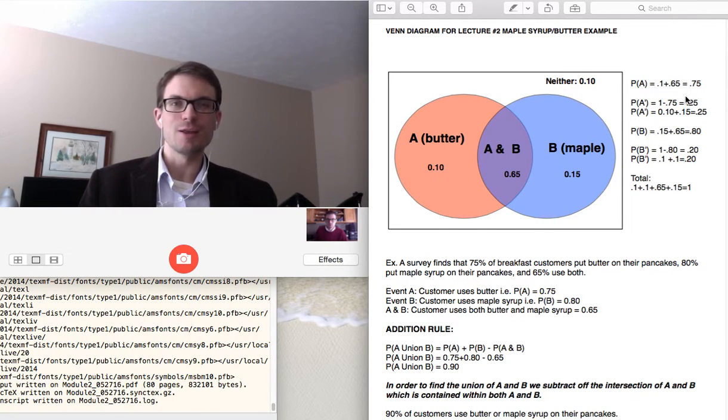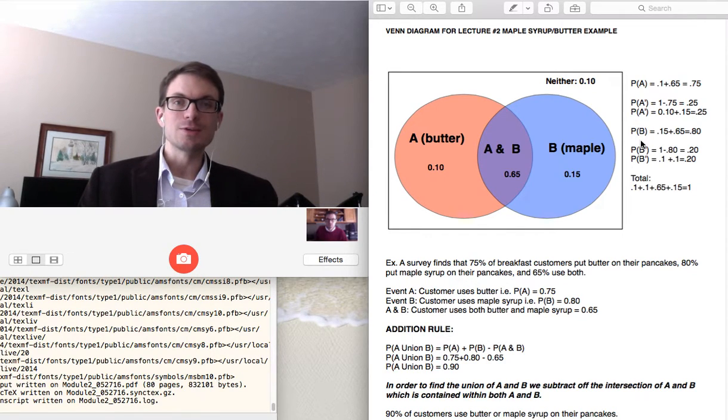of those surveyed. We can calculate the complementary probability using our complements rule. So 1 minus 0.75 has to give us those who don't use butter on their pancakes. And so another way to calculate that would be those who use only maple syrup or those who use neither.